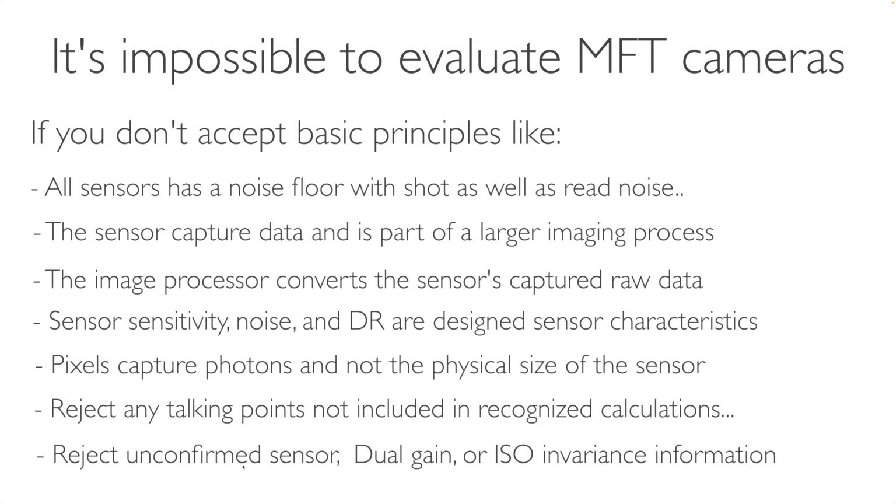So also reject any unconfirmed sensor dual gain or ISO invariance information. If you don't see any of these things in the sensor specification, or what sensor they use, the Sony or Panasonic, if they don't list dual gain or ISO invariance in a press release, then they didn't use it. They would have mentioned it if they thought it was important. So I wouldn't take any social media expert seriously that starts discussing any of these three things to try and explain a Micro Four Thirds sensor or camera.